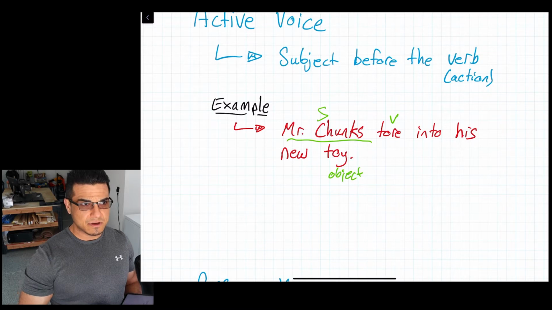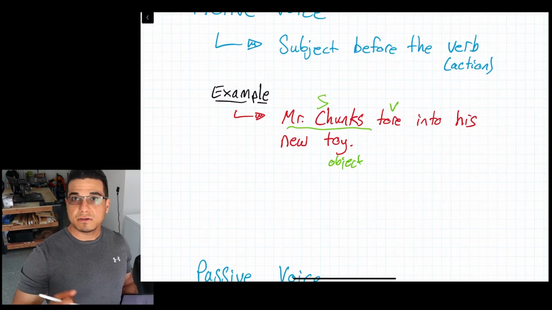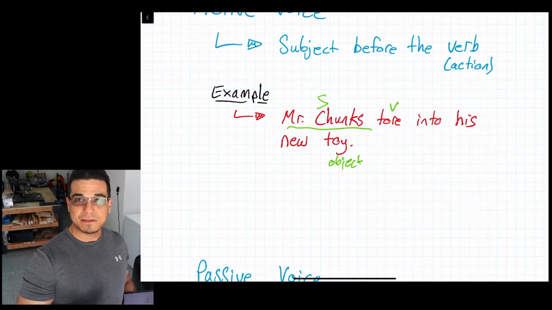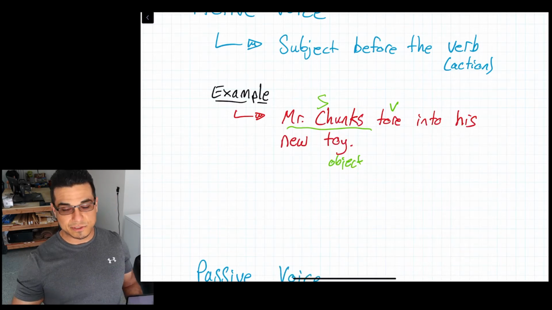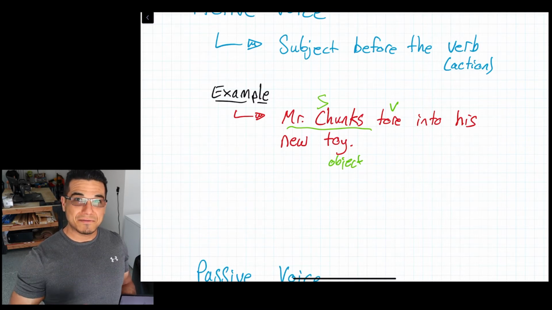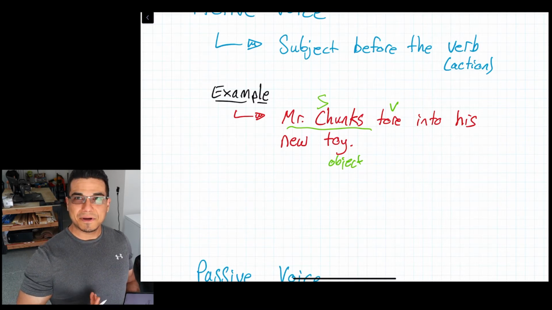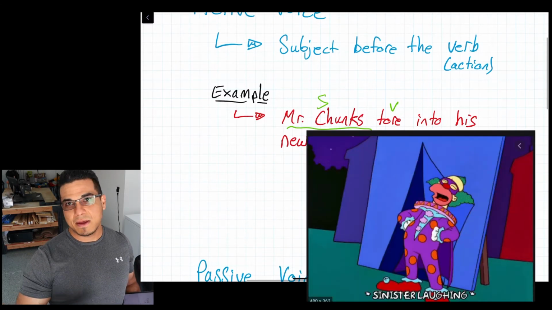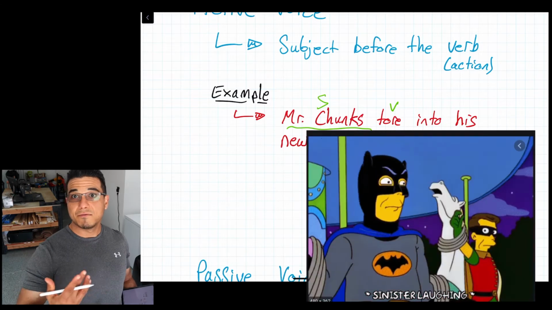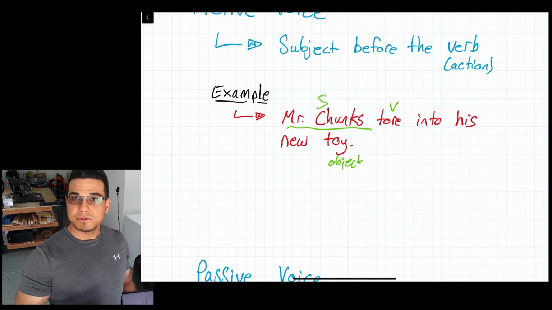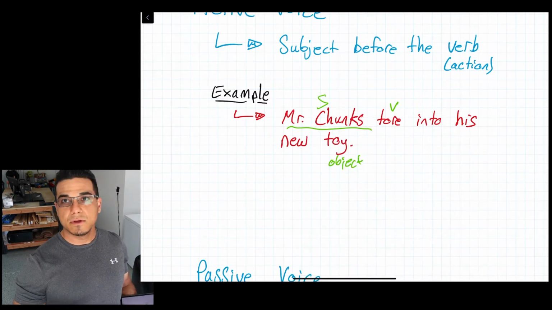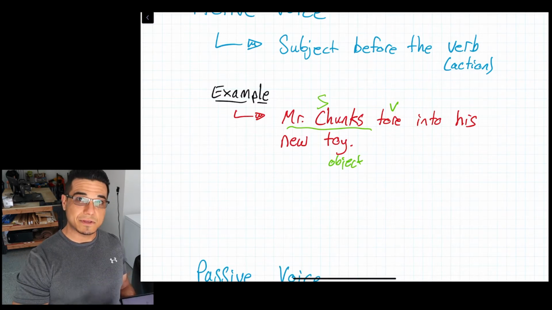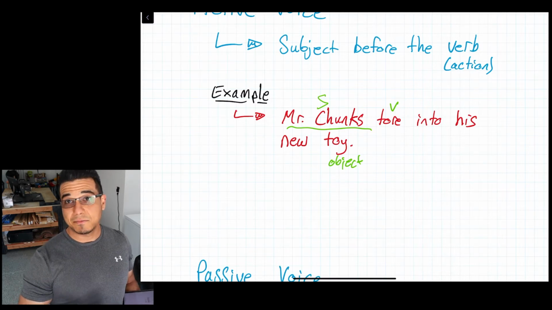Other examples of active voice would be Mr. Chunks threw up on the carpet, right? So again, Mr. Chunks is my subject. What did he do? Oh, he threw up, unfortunately. And the object of that action, what was affected by the action in that case, was the carpet. You could also do another one like Batman threw Joker off of the building. Batman is your subject. What did he do? Oh, he threw Joker off of the building. So Joker in that example would be the object of the action, right? Because that's what is affected by the action.